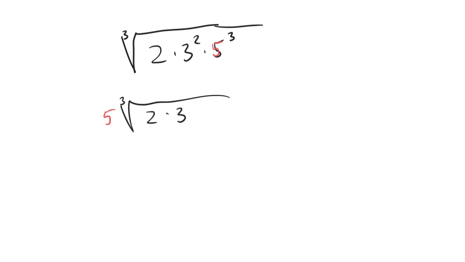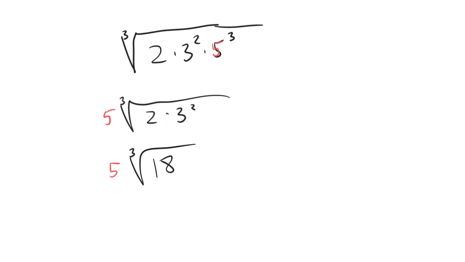So who's left over? Well, we got the 2 times 3 squared. That's who's left over. Now, 3 squared is, of course, 9, and 2 times 9 is 18. So we could rewrite this as the cube root of 18, and that is as simplified as that radical can be. All right.